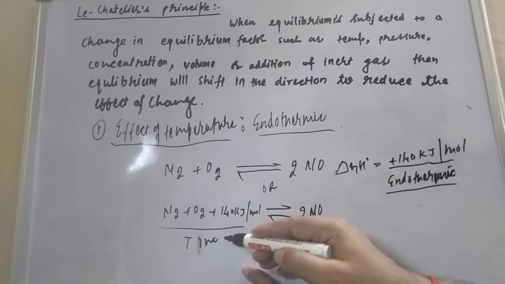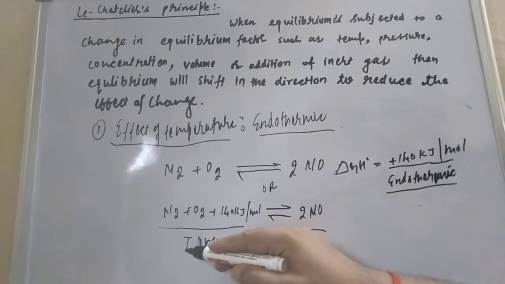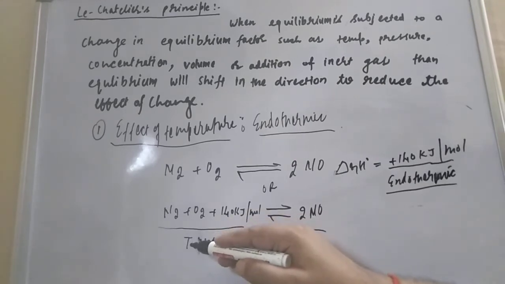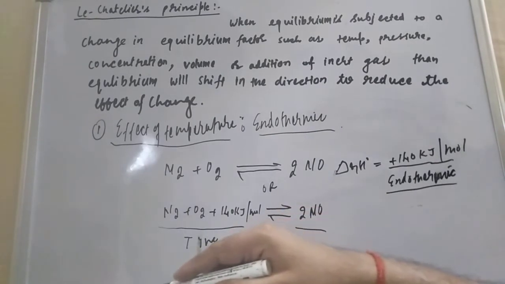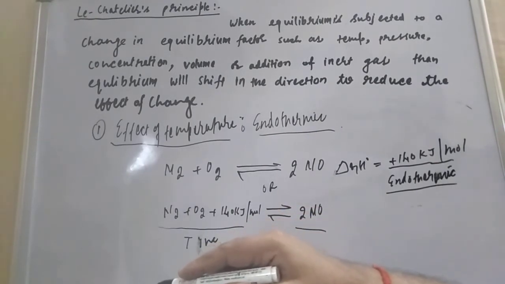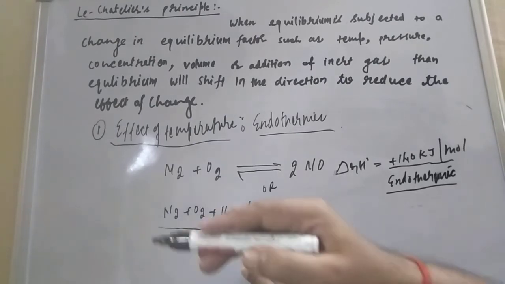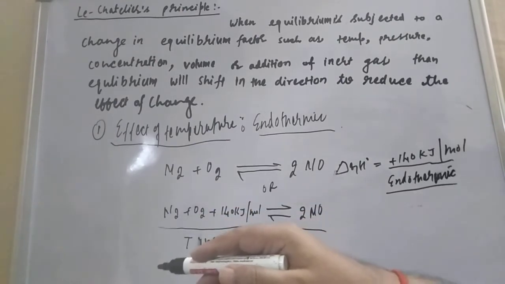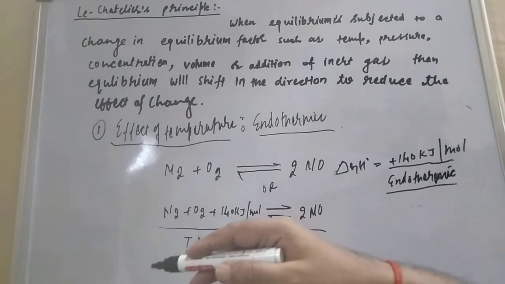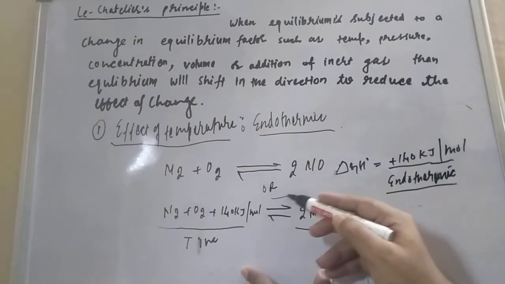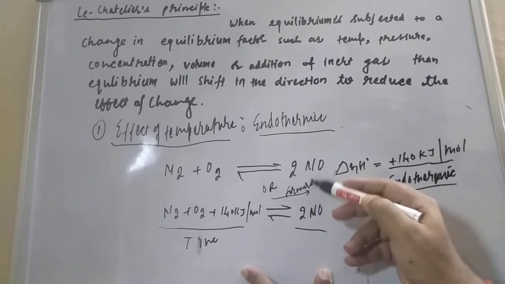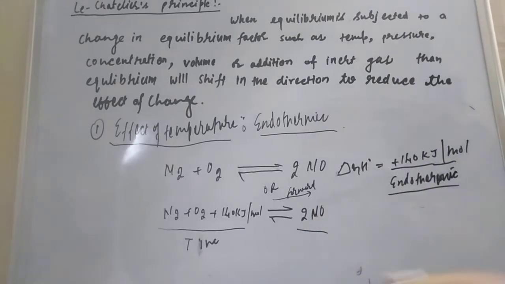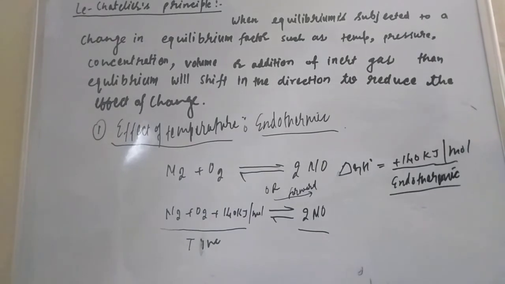This is required. So when you are increasing the temperature of the reactant side, that is the temperature of the system, what will happen? This temperature should be minimized. The system will try to minimize the effect of temperature, so the equilibrium will shift in the forward direction. Try to understand this again in different words.